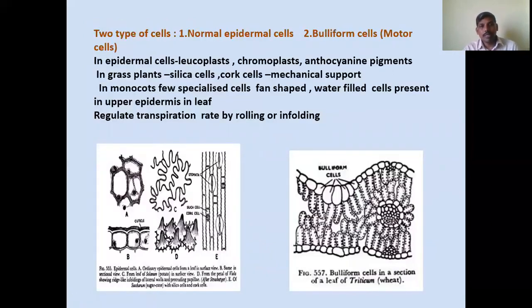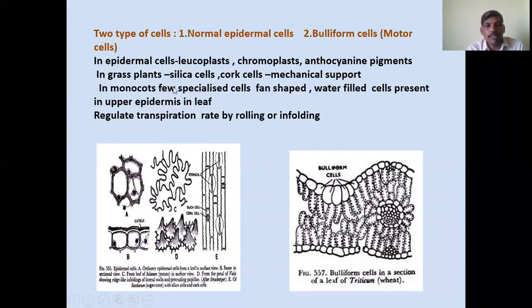In the epidermis layer, two types of cells are present. One is normal epidermal cells, another is bulliform cells or motor cells. Normal epidermal cells are living and parenchymatous. In these cells, a prominent nucleus, vacuolated protoplasm and other cell organelles are present. Along with the cell organelles, leucoplasts or chromoplasts and anthocyanin pigments are also present, so they appear in color.